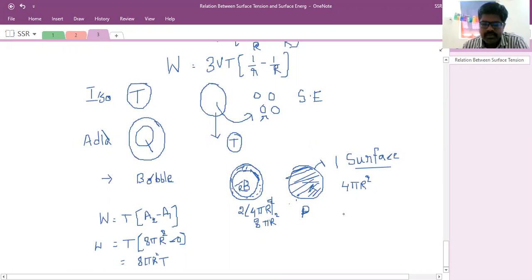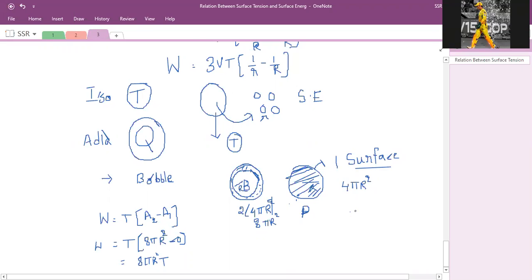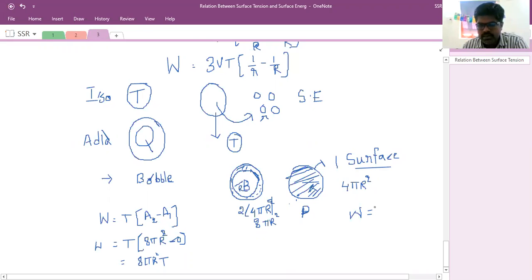Then for a liquid drop, it is 4 pi R square into T. W is equal to T into the final area 4 pi R square, with the initial area imagined as 0. Then T into 4 pi R square minus 0, that is T into 4 pi R square. So this is the difference between a liquid drop and a soap bubble. You have to remember, in the soap bubble case, everywhere you should take 2 times the surface area, considering the inner surface area and outer surface area, compared to a liquid drop. Right. Now I'll say a few more applications.